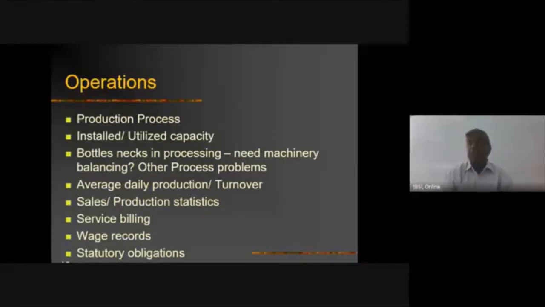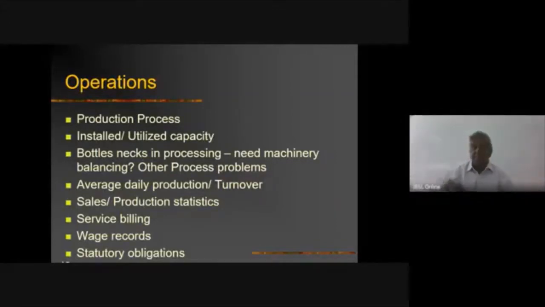In between, once again, stone remover, second stone remover, then the huller machine, then the color separator, removing the black or brown colored materials from the rice, and then polisher, and then, yes, packing. So this is the production process.